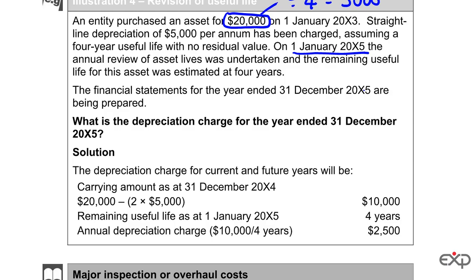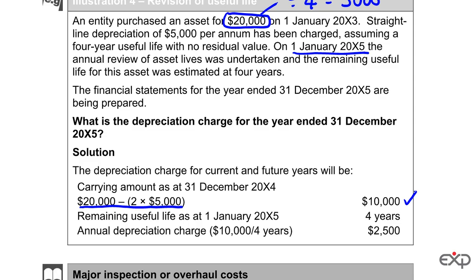We're keeping the residual value as 0. We're just changing the useful life. So what we're going to do down here is explain where we are just before that change. The carrying amount would have been the 20,000, and by December X4 we would have taken 2 years' worth of depreciation. And the depreciation would therefore have been 10,000, giving us a carrying amount of 10,000.